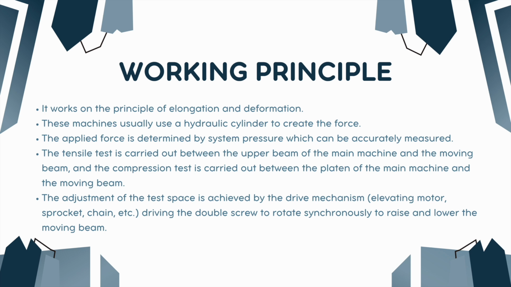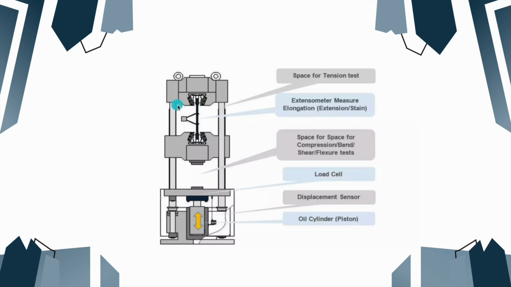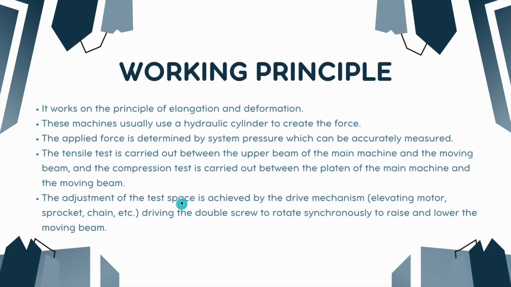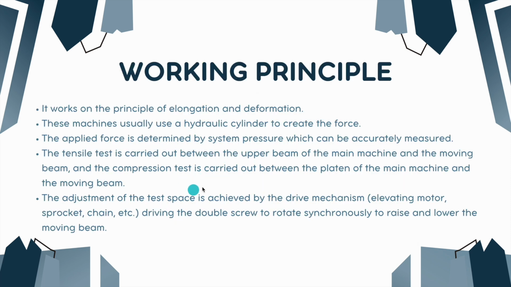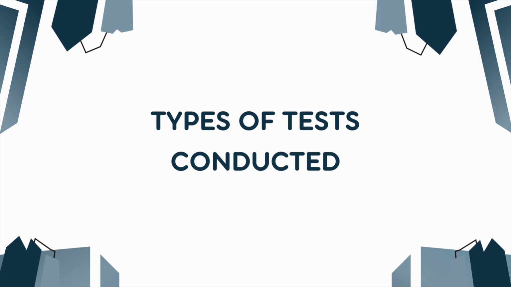The tensile test, as I have discussed, is carried here, whereas the compressive test is carried here. The adjustment of test space is achieved by the drive mechanism, elevating motors, sprocket, chain, etc., driving the double screw to rotate synchronously to raise and lower the moving beam. And we will discuss what are the types of tests that can be conducted in universal testing machines.